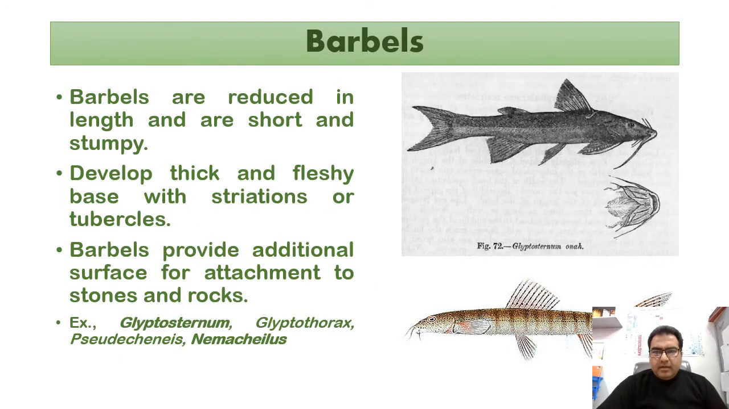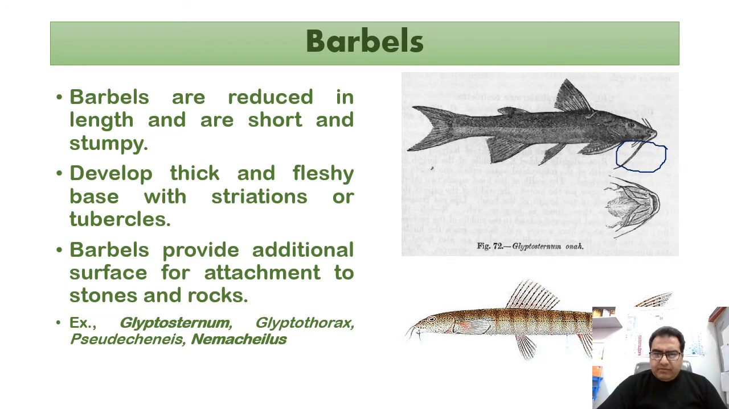Now talking about the barbels, which are sensory in function: these barbels are reduced, short and stumpy in the case of hill stream fishes. They develop a thick and fleshy base with striations or tubercles. The barbels also provide additional support for attachment to the stones and rocks.